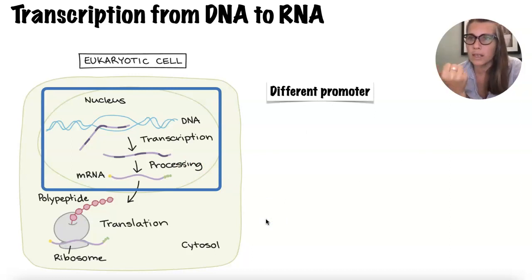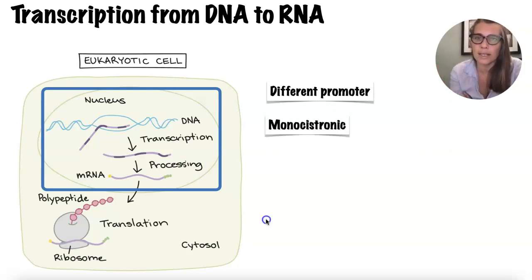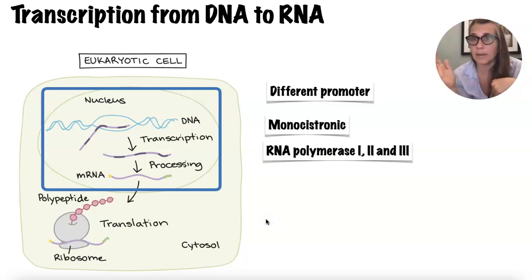The number one is the promoter. We're going to look at that in a second. We also don't have the fact that you can do multiple genes at the same time and do translation as you do transcription at the same time. It's monocistronic in eukaryotes, meaning one at a time, and in a separate location. And then our RNA polymerase is more complex. You actually don't have only one, you can have up to 3.